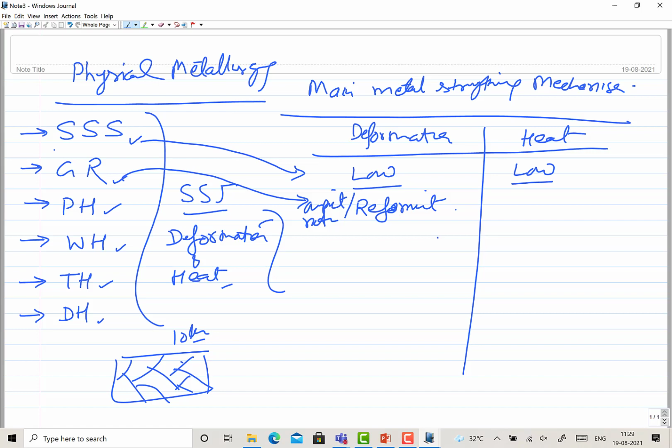On the other hand, if heat generation is also good enough, then deformation coupled with the heat can cause dynamic recrystallization. This will lead to the development of newer, fresh grains or refined grains. So the refined new grains will be formed.